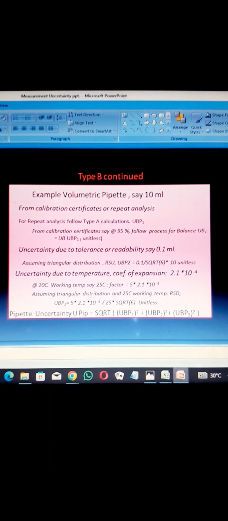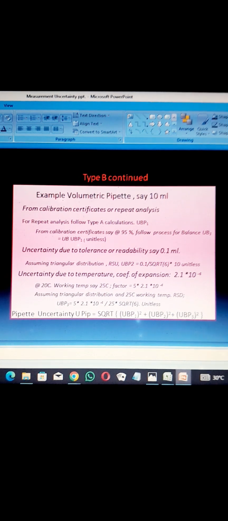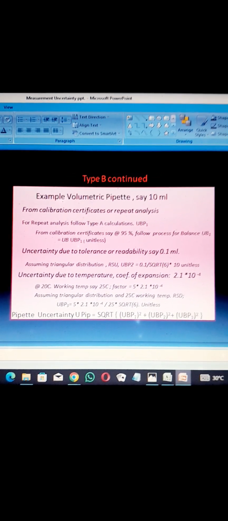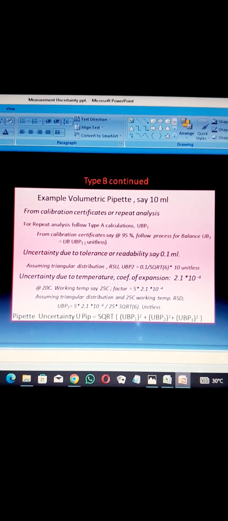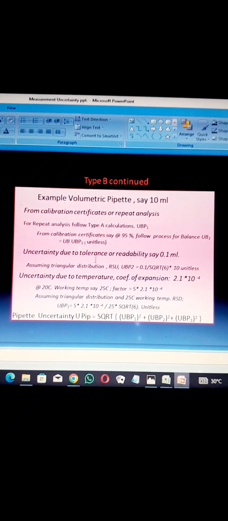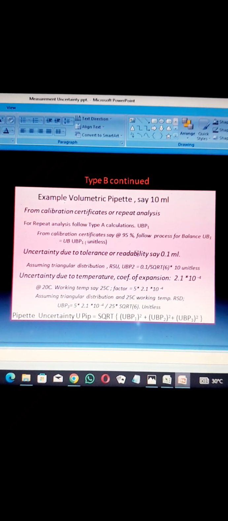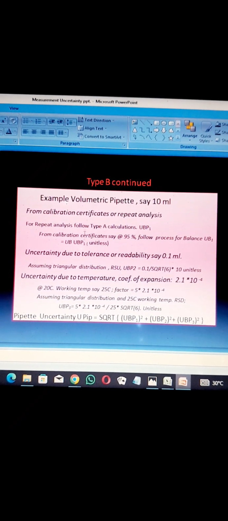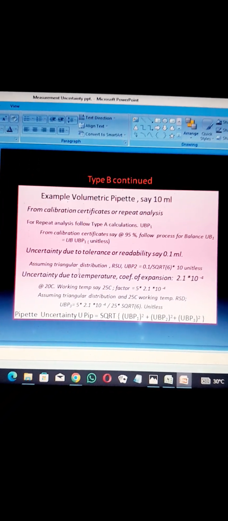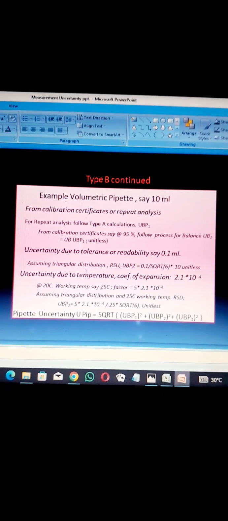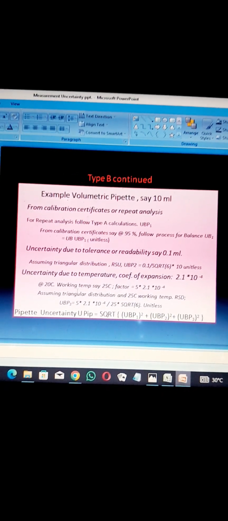Then after the weighing balance, come to the pipette. Suppose it is 10 ml. From the calibration certificate or report of analysis, we will get our 95% value, following the same process as for the balance, and the uncertainty due to tolerance and repeatability says 0.1. So by putting in the formula, we also have to calculate the standard deviation and expanded uncertainty for the pipette.